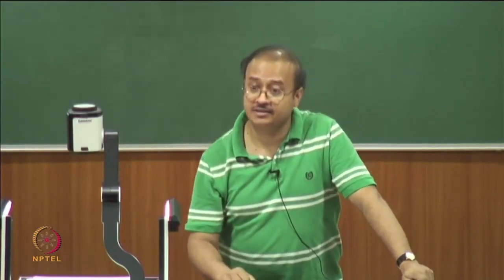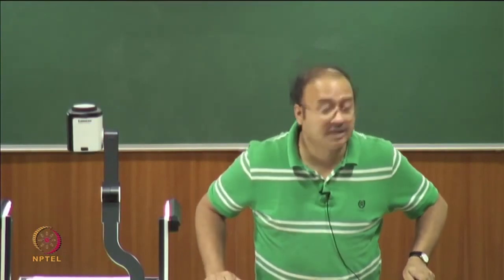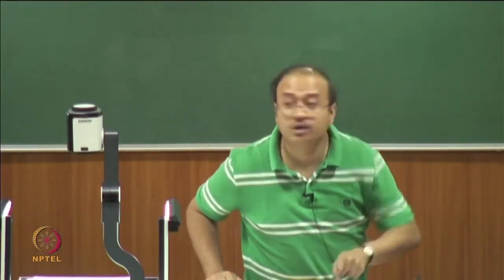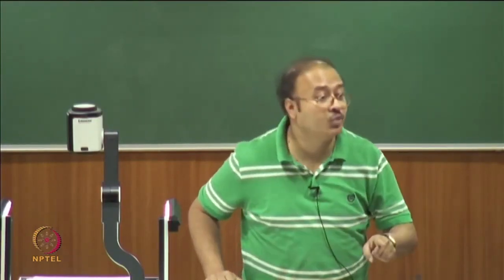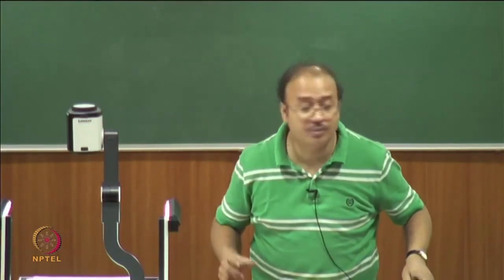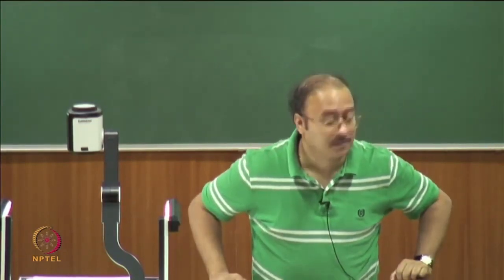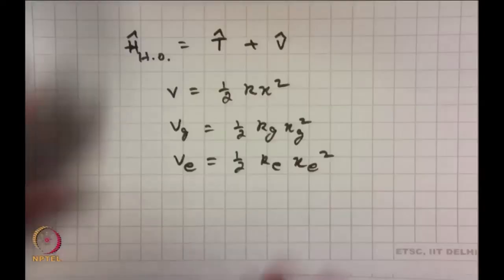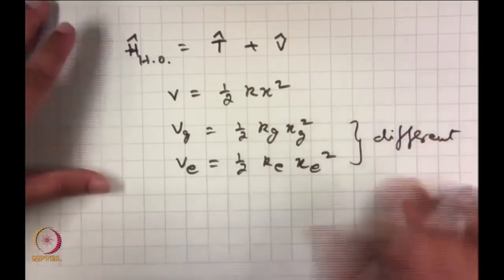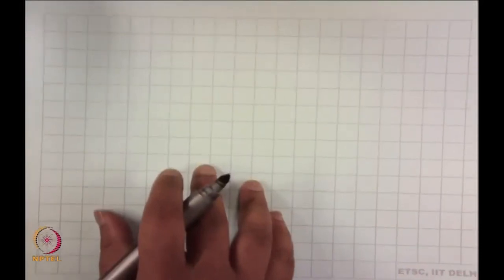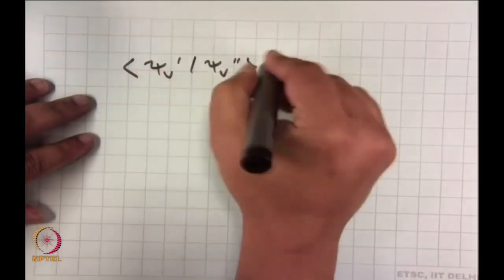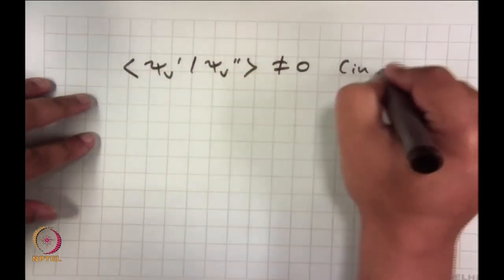Only in certain cases, now you can tell me, when can it be 0? It can be 0 only when the potential energy in the upper excited state looks very similar to the potential energy in the ground state. Only in that case would there be no vibrational overlap, essentially, that is what you are saying. That means this one would be almost gone. Okay. So, then what we can write down, based on this discussion, so that means these are different. So, based on this, what we can write down now is psi v prime psi v double prime is not equal to 0 in general.